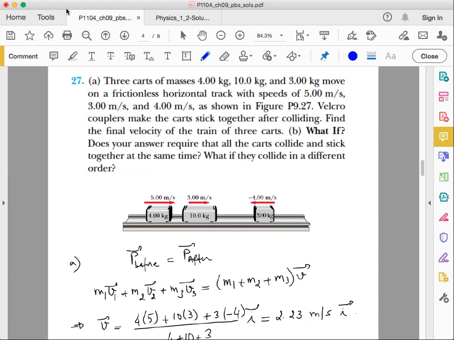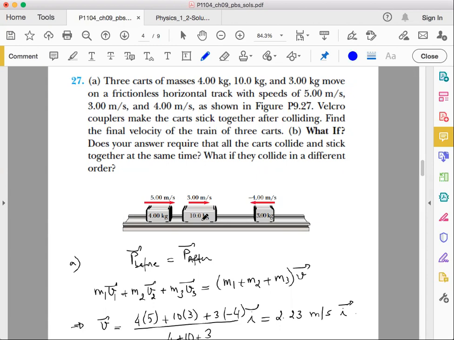Actually, there is some kind of coupler fixed on each of the cars such that whenever they collide, they stay together, they stick together. The point is that we have to find the final velocity of the train of three cars after the collision. That's the first part.